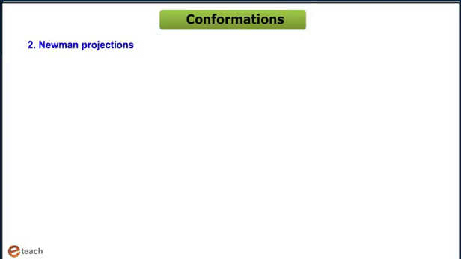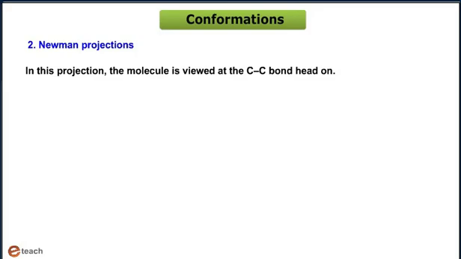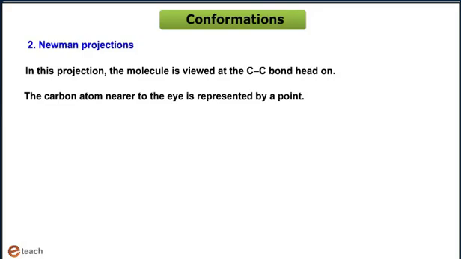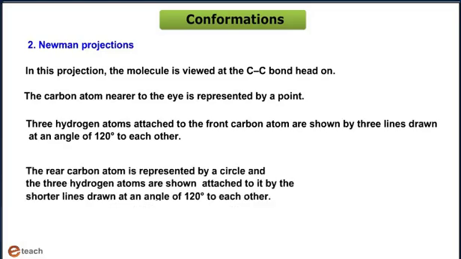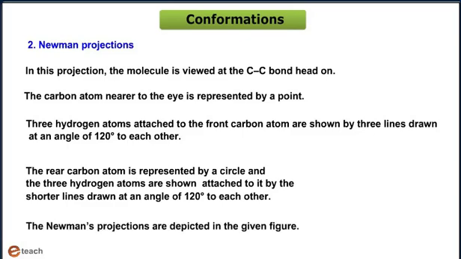The second type of projection is Newman projection. In this projection, the molecule is viewed at the C-C bond head-on. The carbon atom nearer to the eye is represented by a point. The 3 hydrogen atoms attached to the front carbon are shown by 3 lines drawn at an angle of 120 degrees to each other. The rear carbon atom is represented by a circle and the 3 hydrogen atoms are shown attached to it by shorter lines drawn at an angle of 120 degrees to each other. The Newman projections are depicted in the given figure.